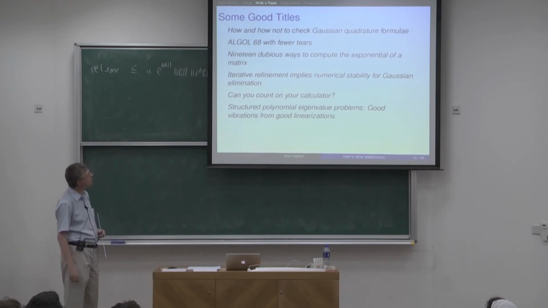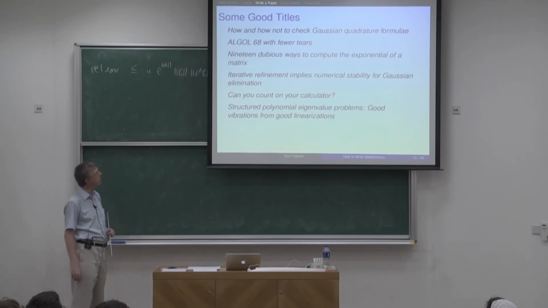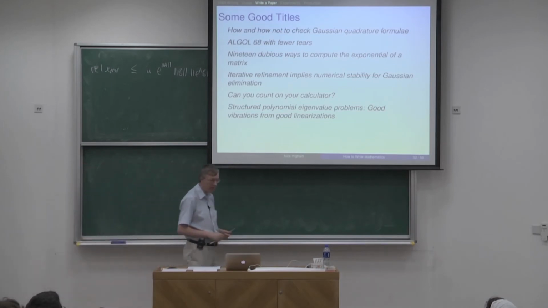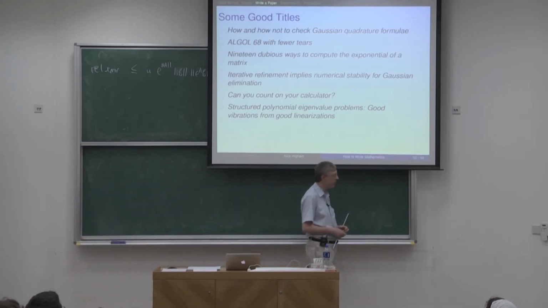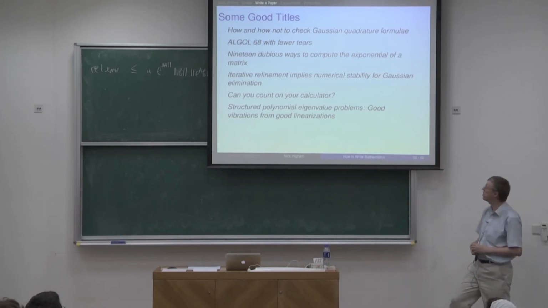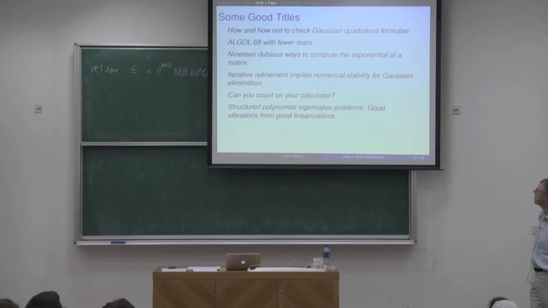I quite like "how" and "how not" titles, because it tends to make you want to read the paper. "Algol 68 with fewer tiers" was written by a guy in computer science in Manchester in about 1971. That paper is a syntactically valid Algol program. So as well as having a good title, there's something interesting about the paper, that it was a complete Algol program.